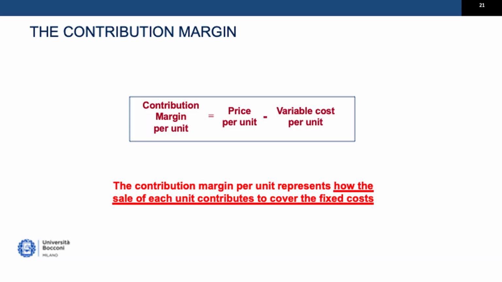Let's move to the contribution margin. The contribution margin tells us how much each product sold contributes to covering fixed costs and eventually generating profit. The formula is simple and it is represented in the slide. The contribution margin is equal to the selling price per unit minus the variable cost per unit. That means that what remains after having covered all the variable costs for producing that unit is used for covering the fixed costs.